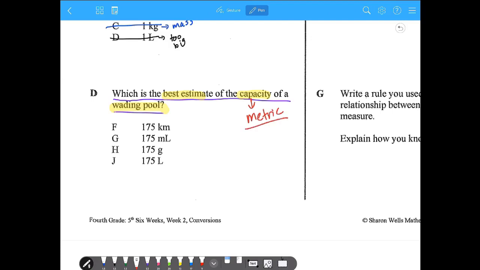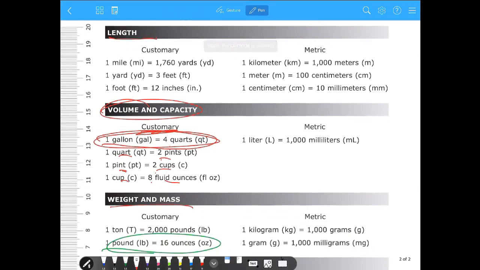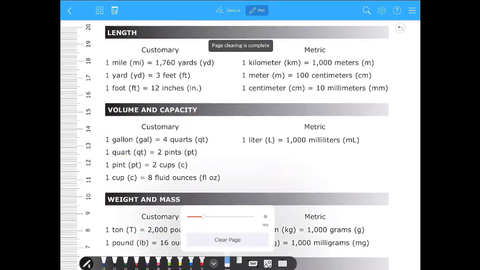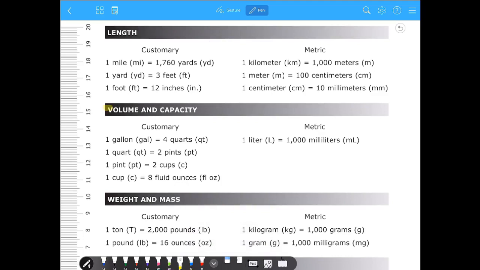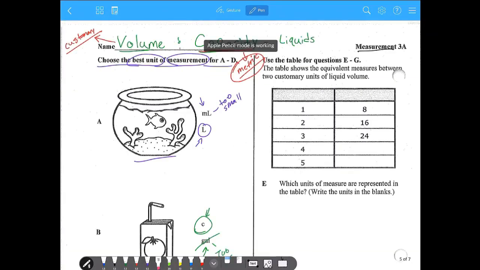Okay, so we're going to use the metric system, and let me go ahead and show you on Buddy really quick. So you see here on Buddy where it says volume, that means I'm going to use everything here. There's my answers. Where it says capacity, I'm using all of this. Okay, so be sure you look at Buddy. So back to the question.